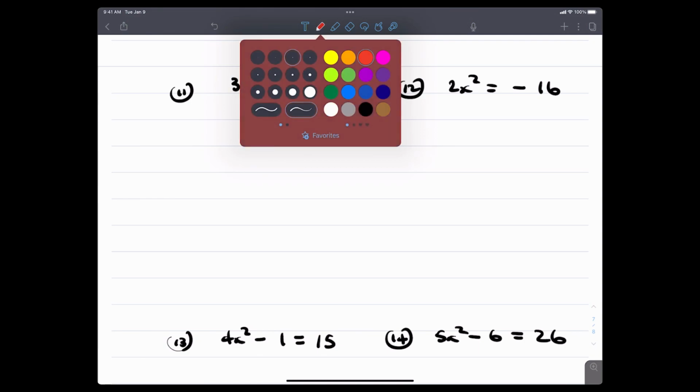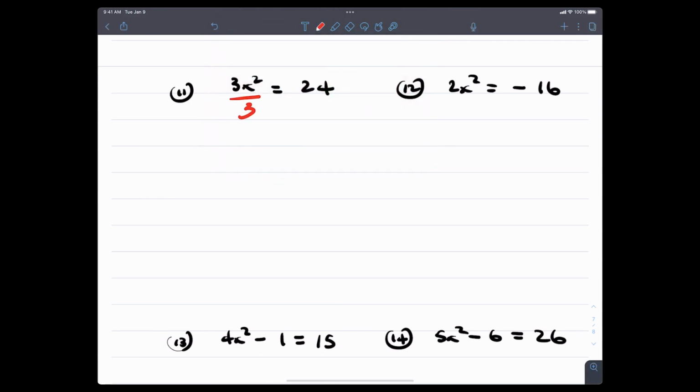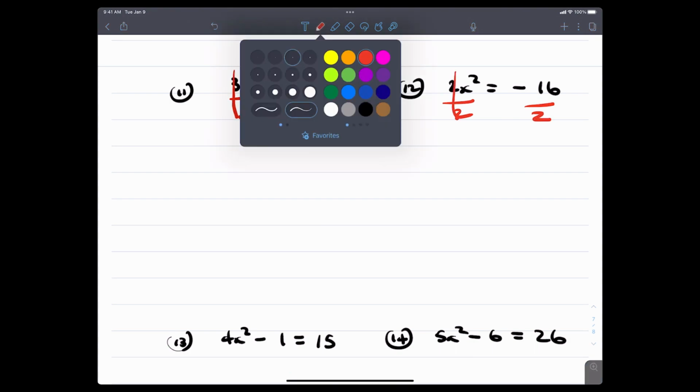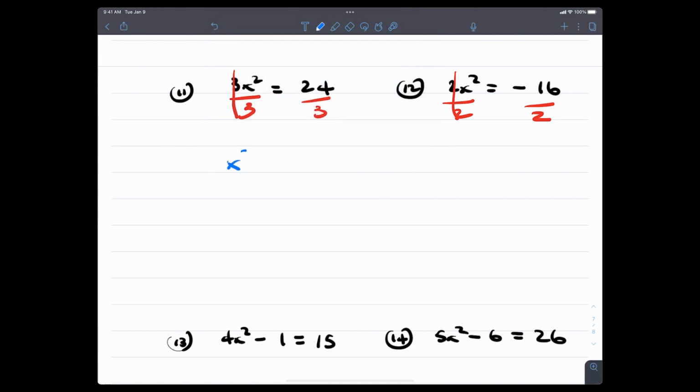Okay, divide both sides over here by what? By 3. Divide both sides over here by what? 2. We get cancellation. What does this say? What's 24 divided by 3? Isn't that positive 8? Okay, and what's negative 16 divided by 2? Negative 8. Wow, okay.